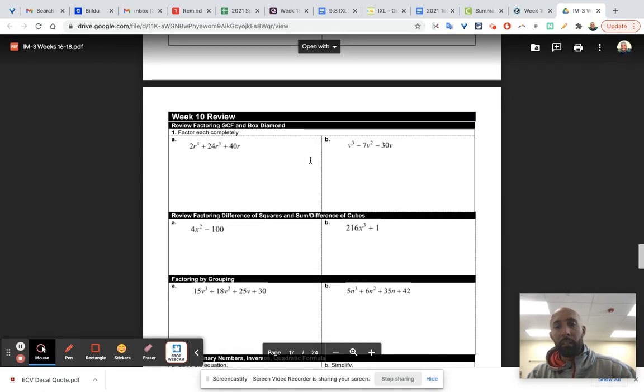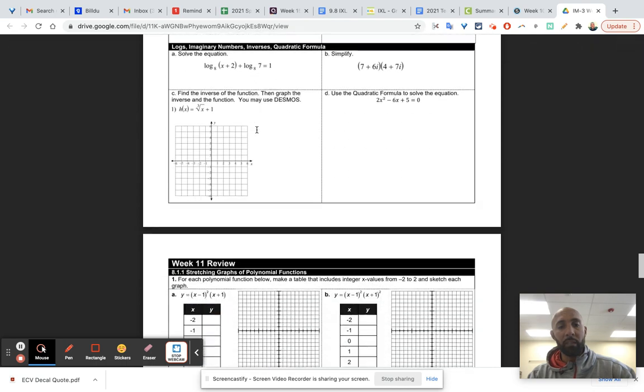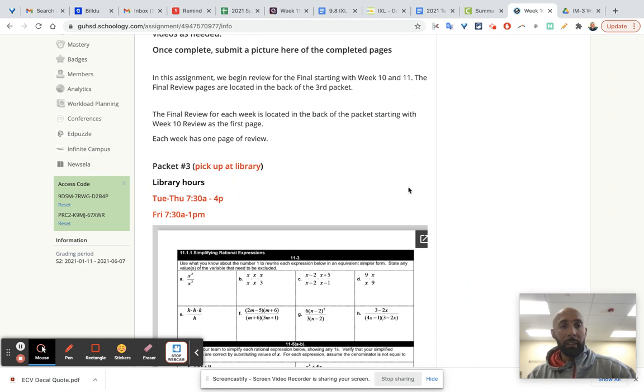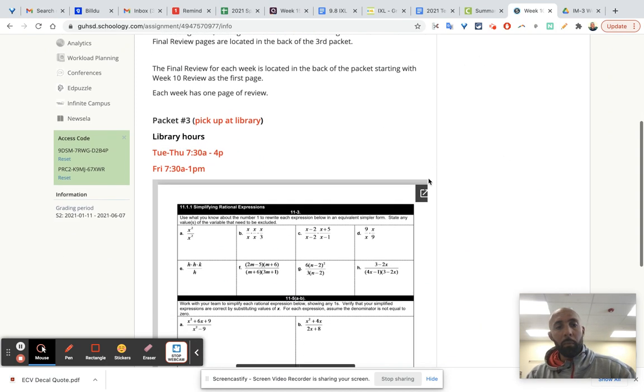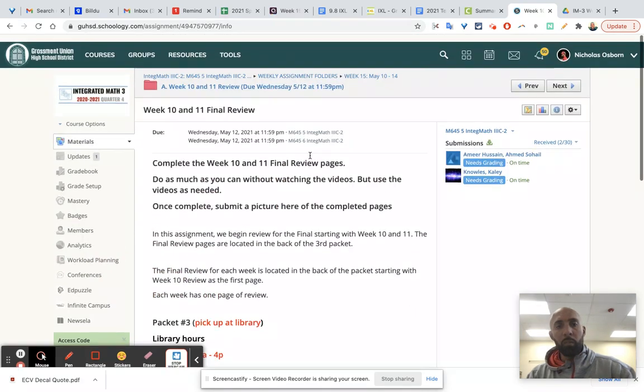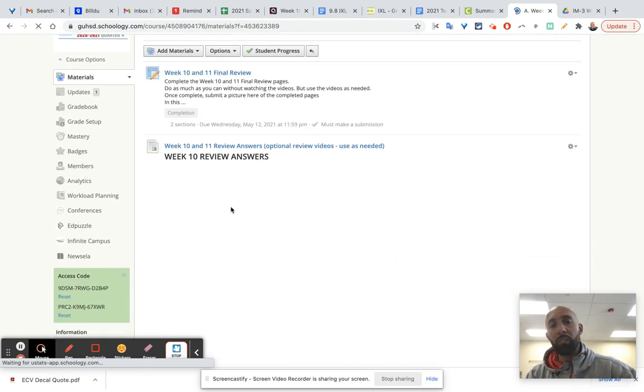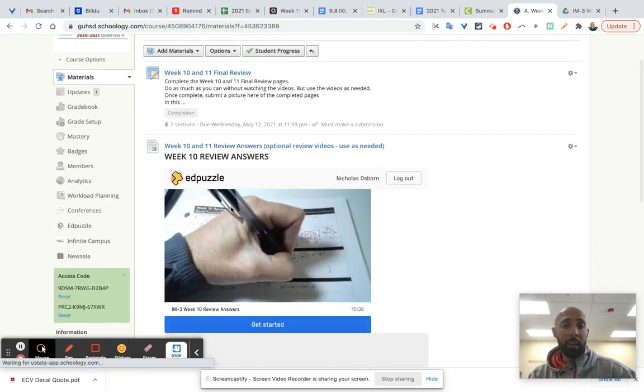It's all the way in the back of the third packet, starting with week 10, and each week has its own page. The first assignment is just weeks 10 and 11. Also, if you go back into this folder, you'll notice an EdPuzzle at the bottom. This is Miss Menard going through every single problem in that packet. After you try the problem, you can look there. I encourage you, try it on your own and then look. Don't just watch and copy and binge watch it. The best way to learn is to try it yourself first and then go ahead and review it.